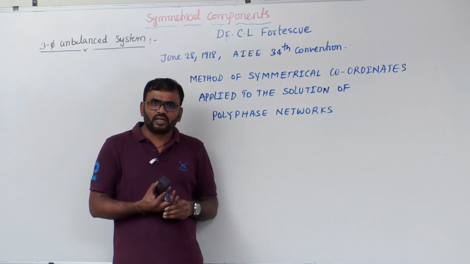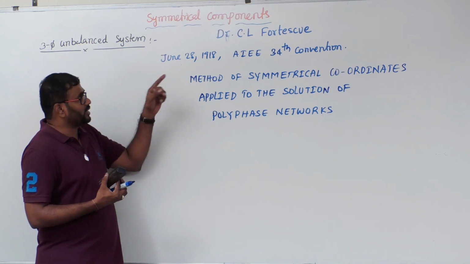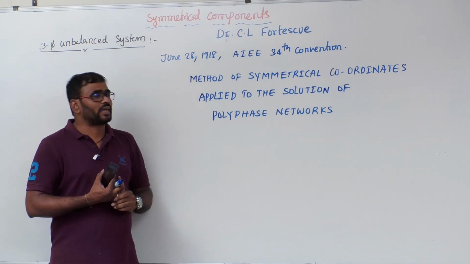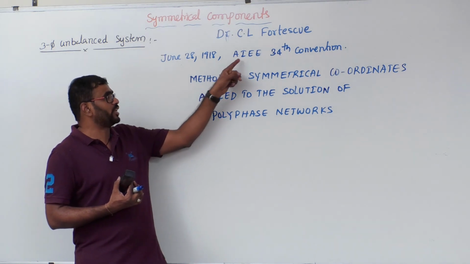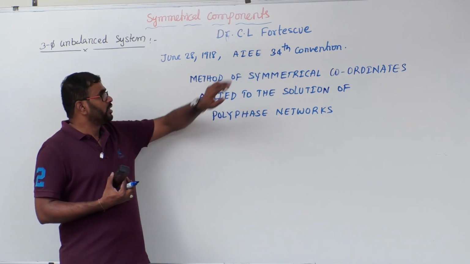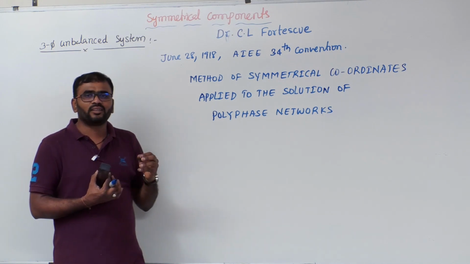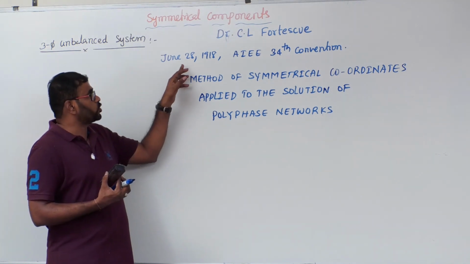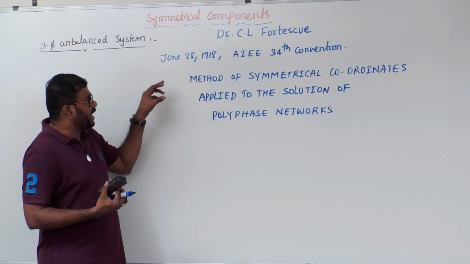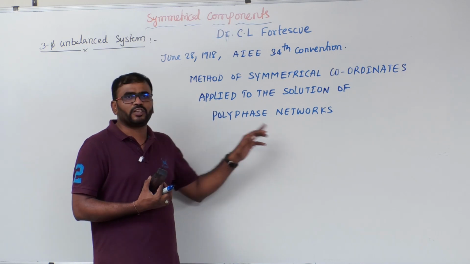Now the symmetrical components were designed by Dr. C.L. Fortescue. Dr. Fortescue presented a paper in the 34th annual convention of the AIEE, the American Institute of Electrical Engineers, which was held in Atlantic City on June 28, 1918, approximately 100 years back. The name of the paper is Method of Symmetrical Coordinates Applied to the Solution of Polyphase Networks.